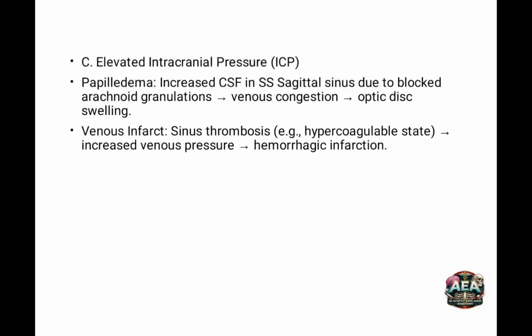So we can also have an elevated intracranial pressure. This can lead to papilledema, which is collection of fluid in the optic disc, a swelling of the optic disc, basically due to collection of fluid, edema. So when there's increased intracranial pressure, the superior sagittal sinus can be blocked due to blockage of the arachnoid granulations, which is a drainage site for CSF. So whenever this drainage site is blocked, CSF drainage is impeded. It then results in an increase in intracranial pressure, which causes venous congestion and optic disc swelling, which is what we refer to as papilledema.